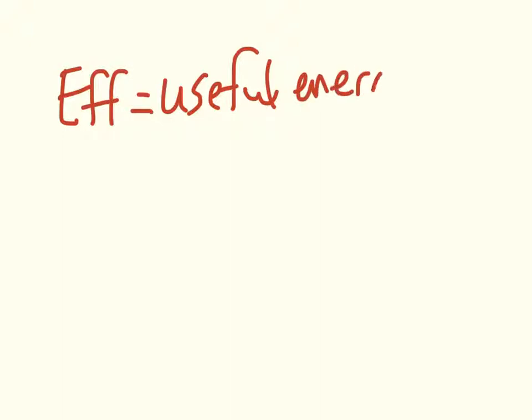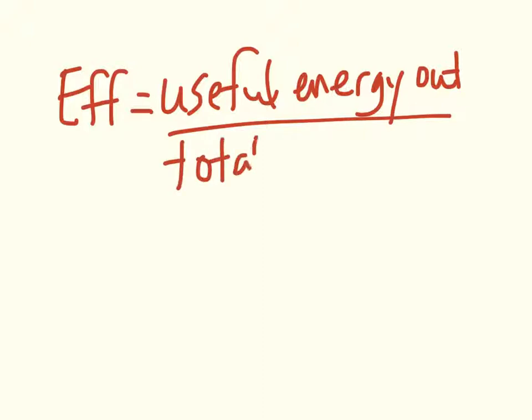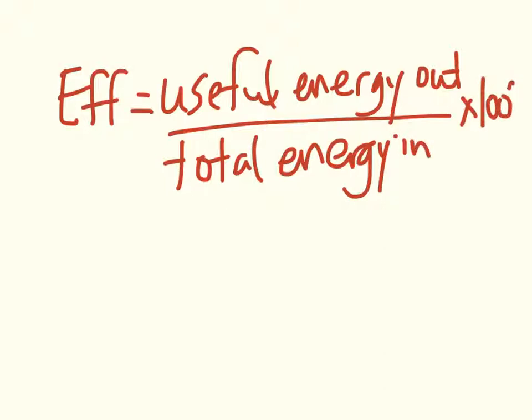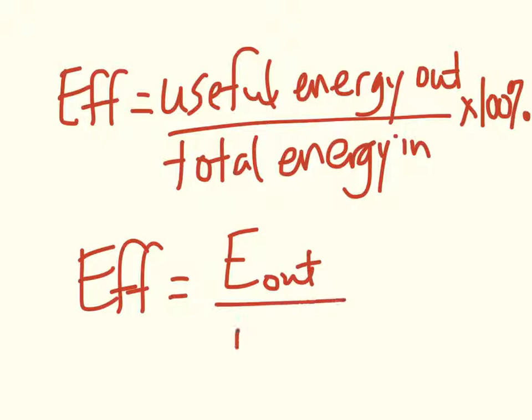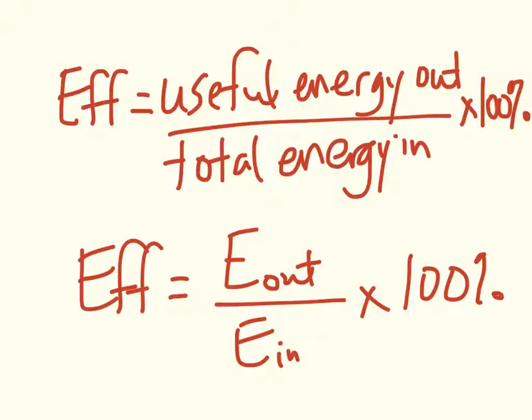So efficiency, which I often just use EFF to symbolize, is the useful energy output divided by total energy input, and then that's times 100%. So we can do a short form of that. Efficiency equals E out divided by E in times 100. The E out is the useful energy out that we're talking about. So it's the energy that's actually going towards the device performing the task that we want it to perform.